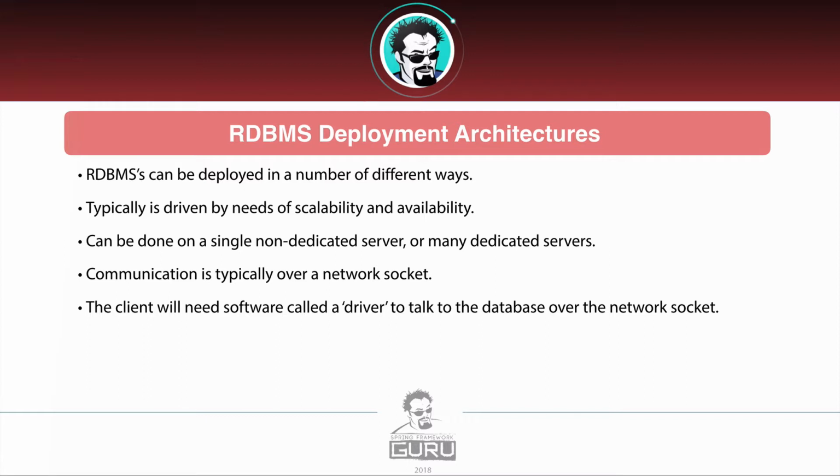Like if I remember right, MySQL is 3306. So that is a number that identifies a socket. So that's very typical. And often the client, or the thing that's talking to the database, is going to need something called a driver. So that driver is going to be specific to the database that you're using. Like if I'm using Oracle, I would need an Oracle driver to talk to Oracle over that network socket. So that communication layer is absolutely proprietary between the databases. So that is a specific thing for the databases.